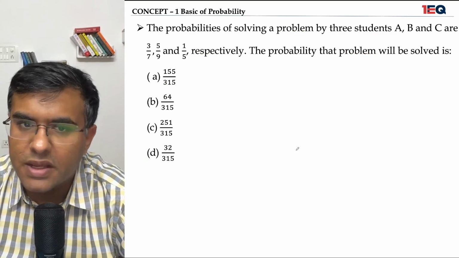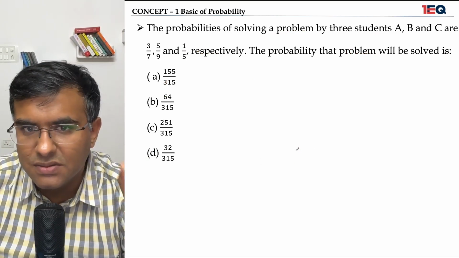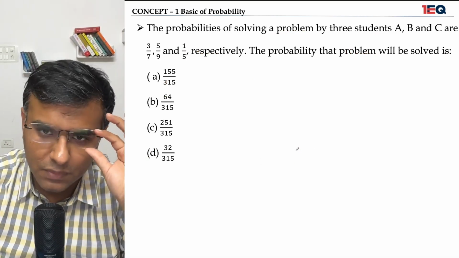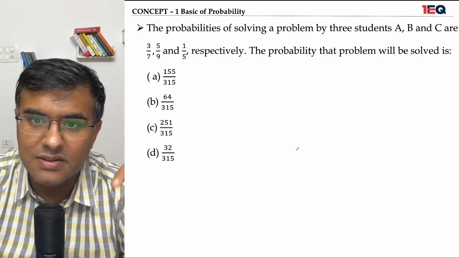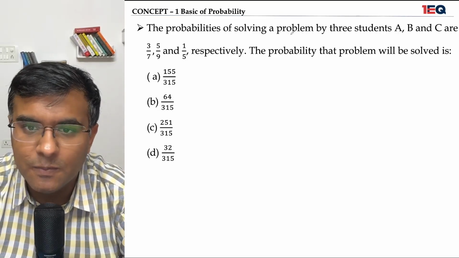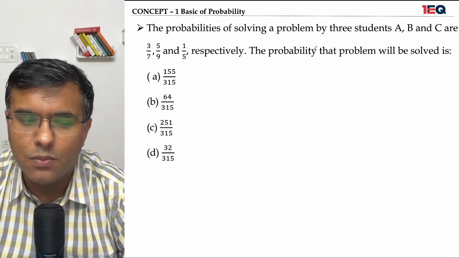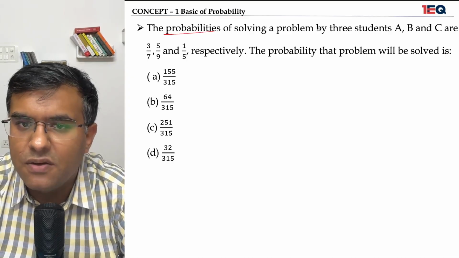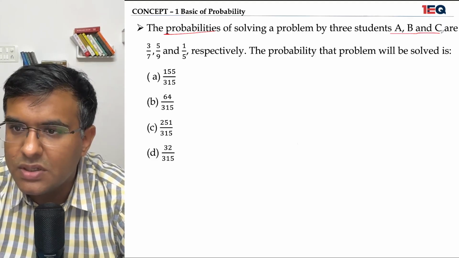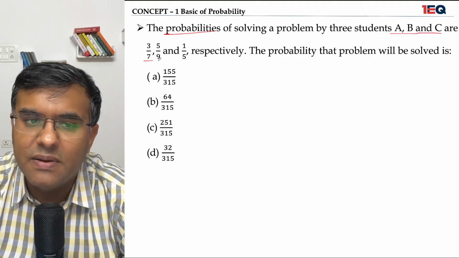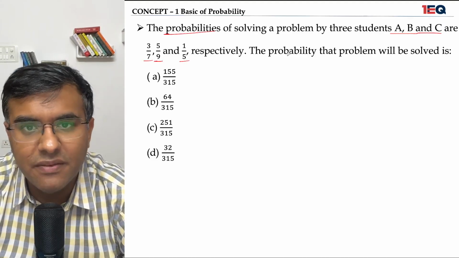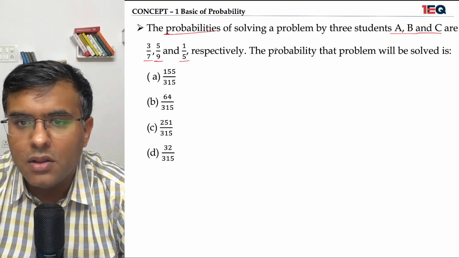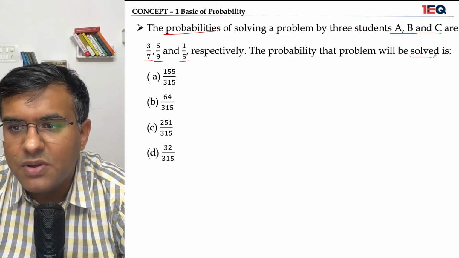Moving to the next question. Now this question is pretty solid. Do listen to it. This was asked in the mains examination of, I think, 2022. The question says the probabilities of solving a problem by three students are 3 by 7, 5 by 9, and 1 by 5, respectively. What is the probability that the problem would be solved?